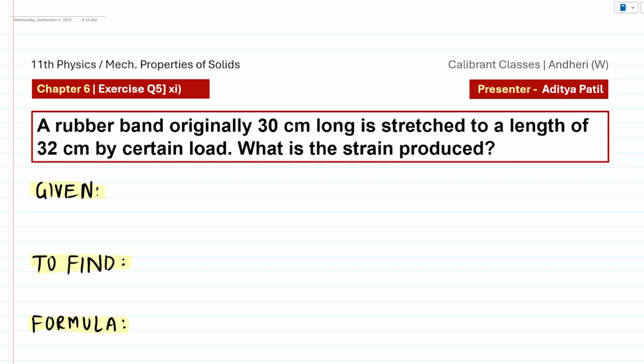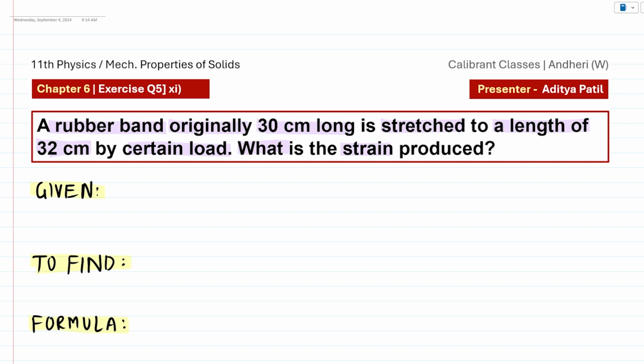So let's start. Now the question states a rubber band originally 30 centimeters long is stretched to a new length, and this length is 32 centimeters and it's stretched because of some load. Now, what is the strain produced in a rubber band? It's a very straightforward and a very easy question. 2 minutes में solve होना चाहिए.